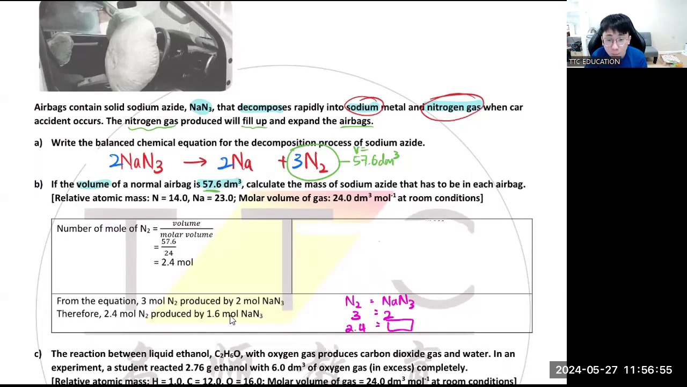Now, with this 1.6 mole, how can I find mass? Mass over molar mass. So the next one will be mass over molar mass. That's NaN3, molar mass, total it up yourself. Bring over and multiply. You get this 104 mass. So you need to put 104 gram of this sodium azide into the airbag, so that later on, if there is an accident, your airbag can become maximum size. If you go more than this, your airbag might explode. If you go less than this, your airbag might be too soft, so not safe enough.